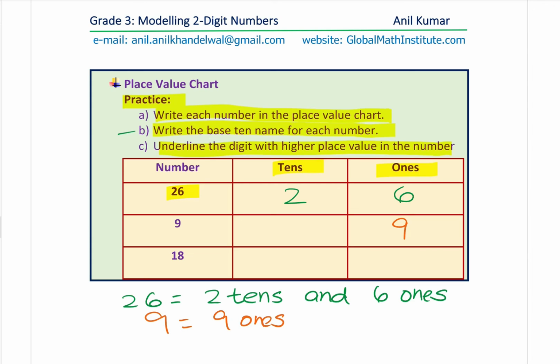How about 18? Well, 18 has 1 ten and 8 ones. So when we talk about 18, we say 1 ten and 8 ones. That is how we are going to write it. Is that clear? Perfect. We are almost at the end.